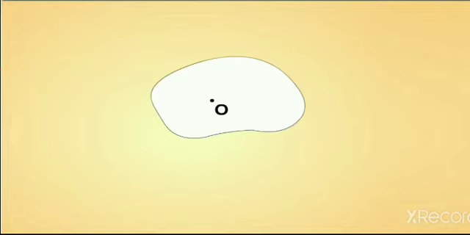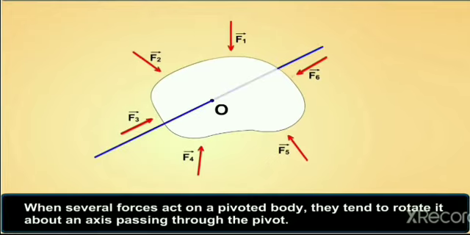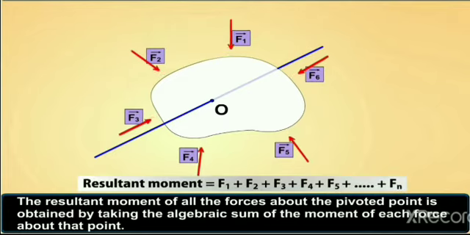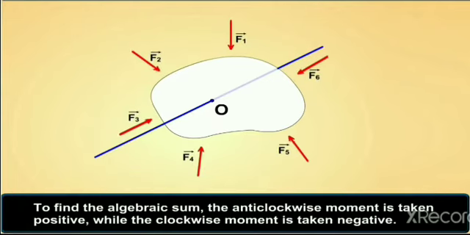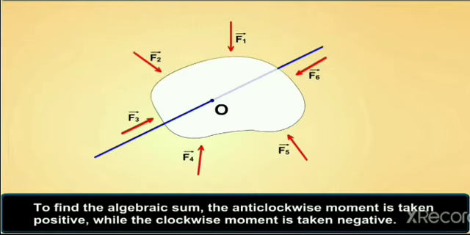Principle of moments. When several forces act on a pivoted body, they tend to rotate it about an axis passing through the pivot. The resultant moment of all the forces about the pivoted point is obtained by taking the algebraic sum of the moment of each force about that point. To find the algebraic sum, the anti-clockwise moment is taken positive, while the clockwise moment is taken negative.